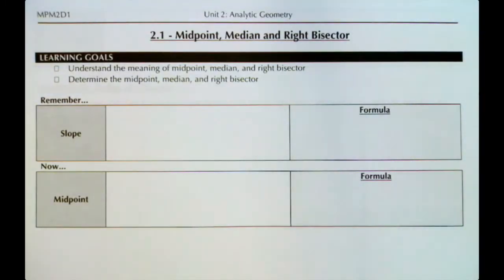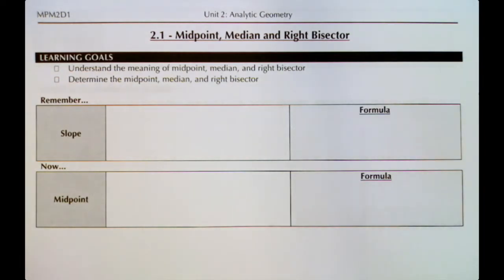Okay, this is lesson 2.1, and in this video, we're going to split into three parts. The first part's going to be how to find a midpoint, the second part's going to be how to find a median, and the third part's going to be how to find a right bisector. So we're going to start with the first part, midpoint.